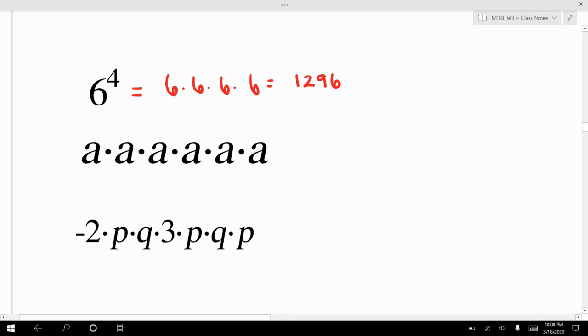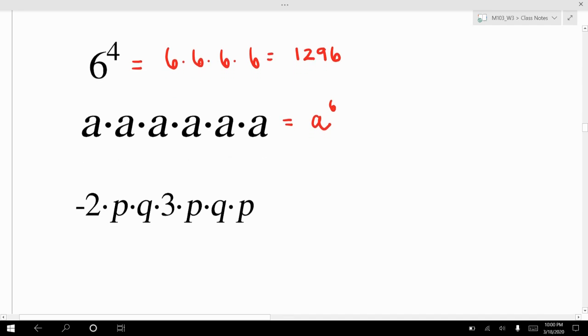Okay, so the second one, we're given a lot of variables and we need to write it as a power. So the base here would be A and the exponent would be however many times itself. So we've got 1, 2, 3, 4, 5, 6.